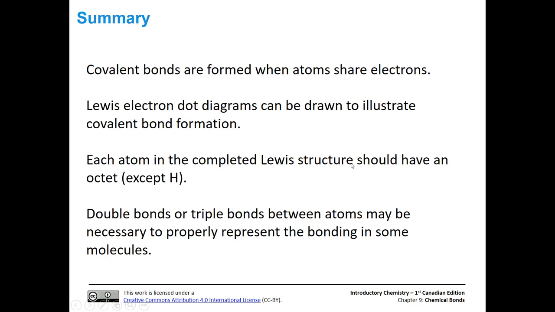Okay, so just a little summary. Covalent bonds are formed when atoms share electrons, and we can use Lewis electron dot diagrams to illustrate this covalent bond formation. We need to make sure that every atom in the completed Lewis structure has an octet. Hydrogen, remember, is happy with two electrons, so we don't want to give it an octet. That would be incorrect. Sometimes it's necessary to use double bonds or triple bonds between atoms in order to properly represent the bonding and make sure everybody has an octet. But you should not do this until after you've distributed all of the electrons in the compound, and then start making double or triple bonds if necessary.